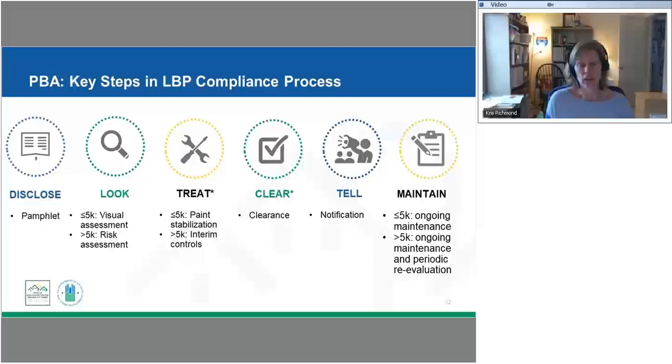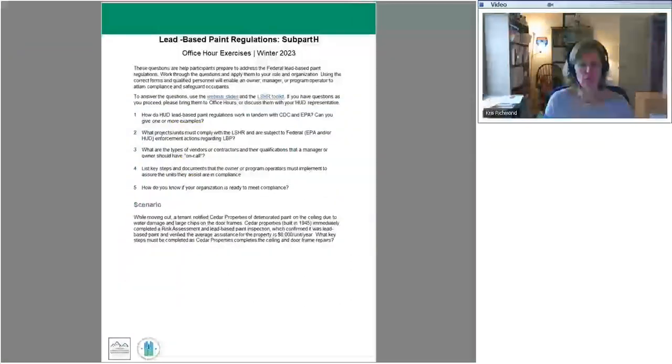If there were lead changes to the property, we're now also providing an updated disclosure notice to the tenant at lease renewal. And then we have ongoing maintenance, so reporting of any new evaluations, continuing inspections. There may be visual assessment. If you're over 5,000 per unit per year, you'll be doing a risk assessment every 2 years. And then if there's no additional hazards found, you could go back to a visual assessment and the disclosure notice as well.